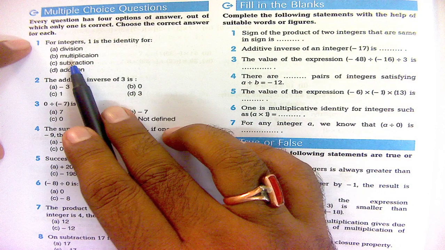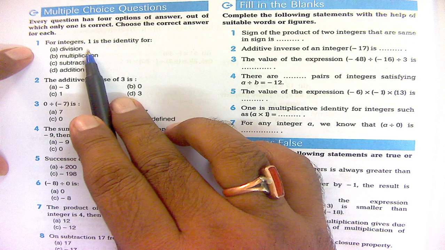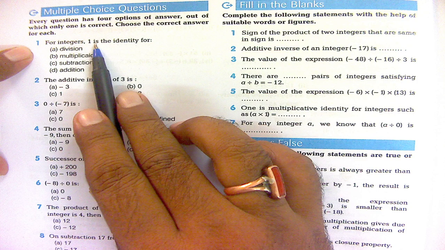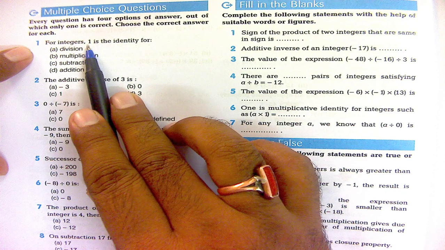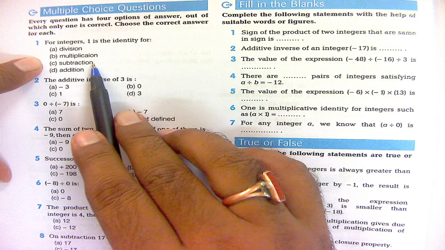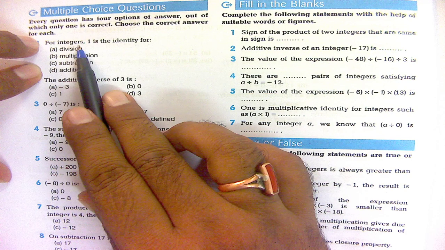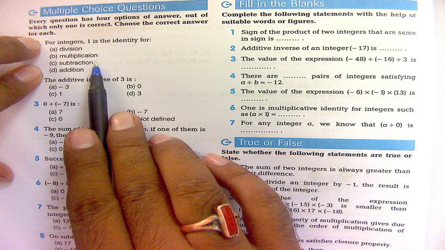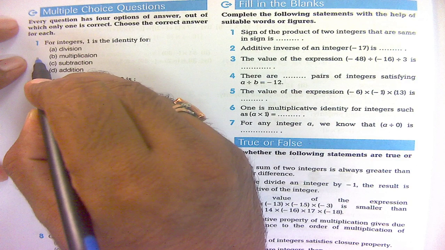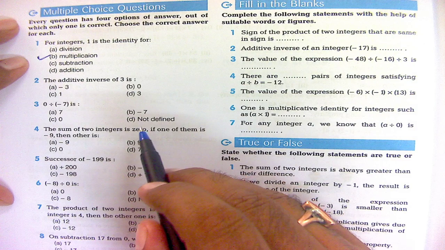Now, the first question was for integers, one is the identity for. Now, you have to tell what type of identity it is. One is used for, whether it is a division identity, multiplication identity, subtraction identity, or addition identity. So we are talking about integers. So for integers, it is taken as multiplicative identity. One is known as the multiplicative identity.